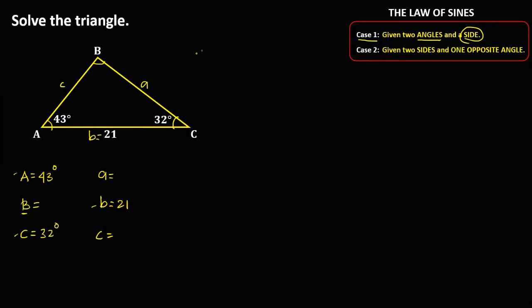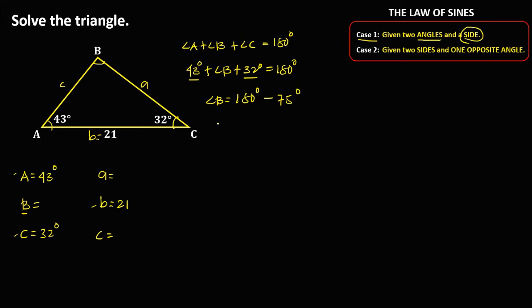That's angle B. So using this formula, angle A plus angle B plus angle C is equal to 180 degrees. Since angle A is 43 degrees plus angle B, that's the unknown, plus angle C, that's 32 degrees, then equals 180 degrees. So to solve now for angle B, that's 180 degrees minus, so this 43 degrees plus 32 degrees, that's 75 degrees. So therefore, angle B is equal to 180 minus 75, that's 105 degrees. So angle B is 105 degrees.